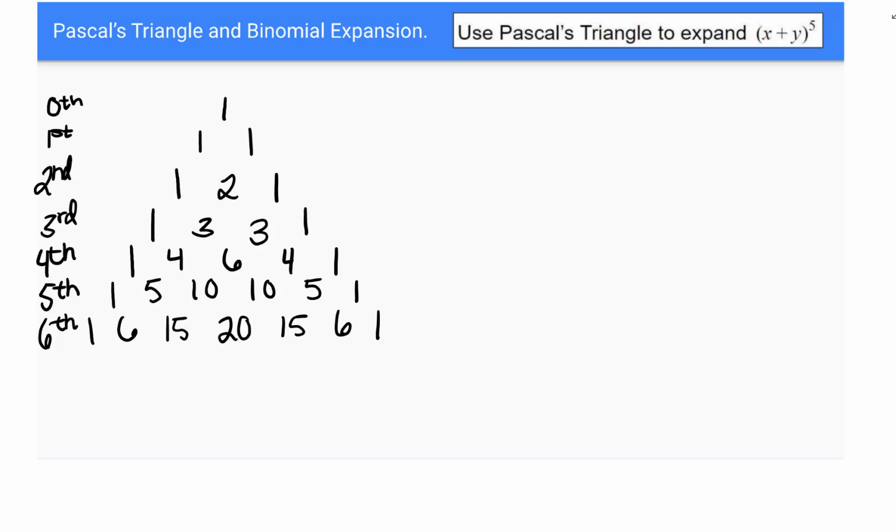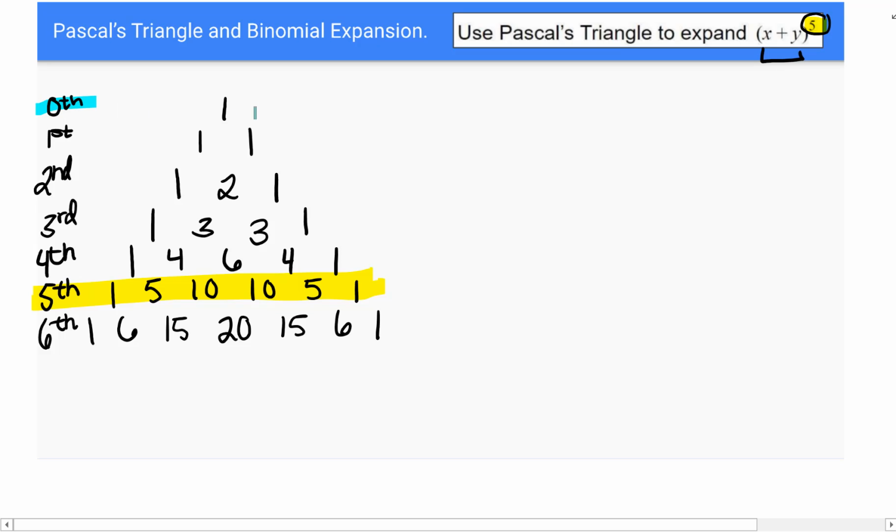This problem asks us to use Pascal's triangle to expand this binomial. This binomial is x plus y to the power of 5. So I'm going to look at the 5th row of Pascal's triangle because the power that I'm expanding is to the power of 5. That's why it's important to know that the very top row with just a 1 is actually called the 0th row.